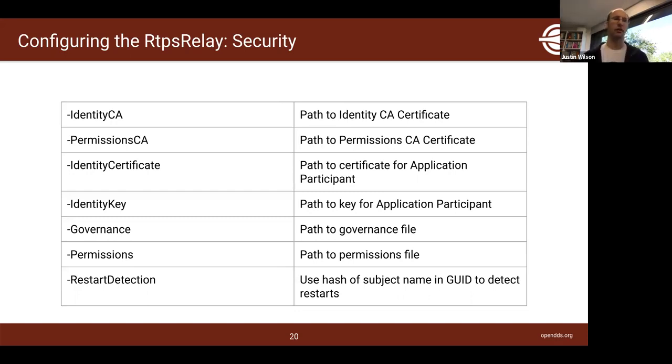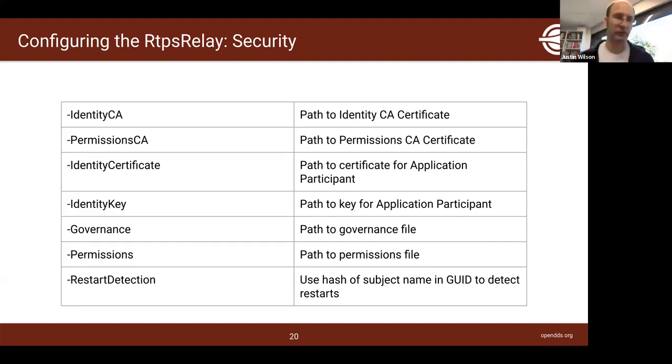Security-wise, it takes all of the security parameters that are necessary, namely the six files: the identity CA's certificate, the permission CA certificate, the identity certificate and key of the application participant, the governance file that is shared, and the permissions file. The permissions file doesn't have to have anything in it, really. It just needs to be a valid permissions file because the application participant doesn't create any topics and it doesn't create any readers or writers.